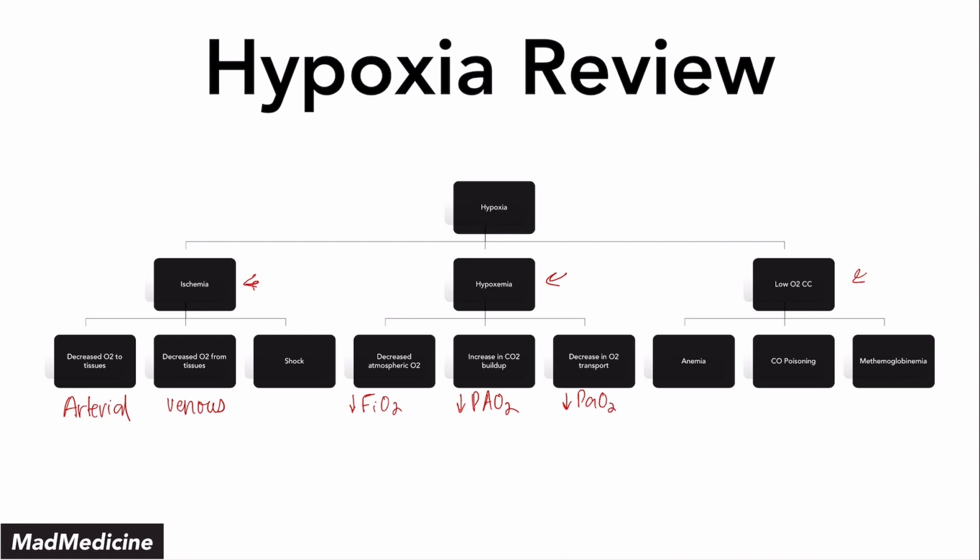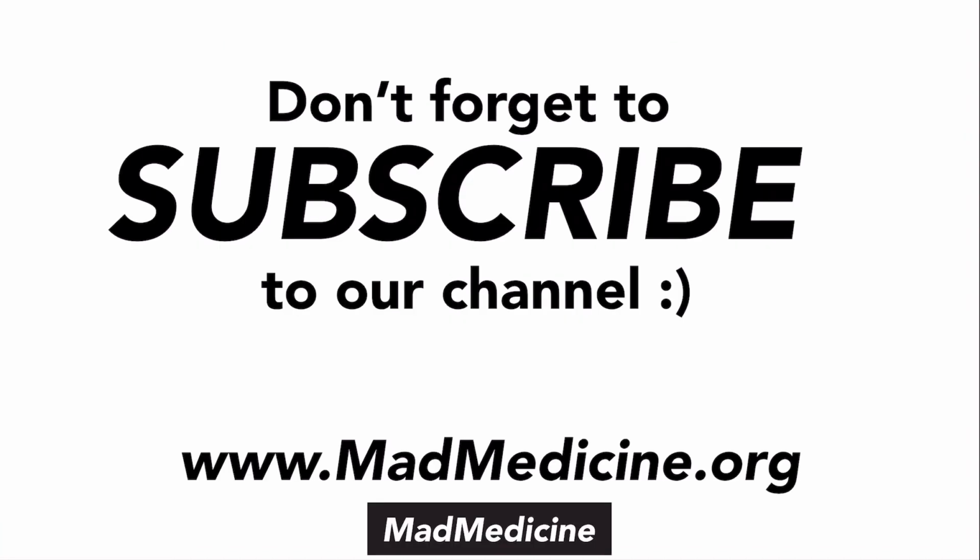All right, and then in carrying capacity problems, you have anemia, carbon monoxide, and methemoglobinemia. So I hope this was helpful. I really recommend you watch this again. If you don't understand everything, make sure you have a good grasp of hypoxia as a whole, including hypoxemia and decreased oxygen carrying capacity and how it relates to hypoxia. Very, very important, very high yield.